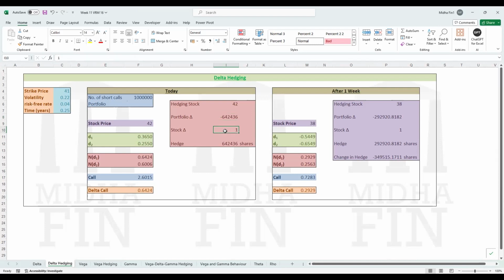Now, when I'm trying to hedge delta, I can hedge it using the underlying asset itself. For delta hedging, other derivatives are not necessary.